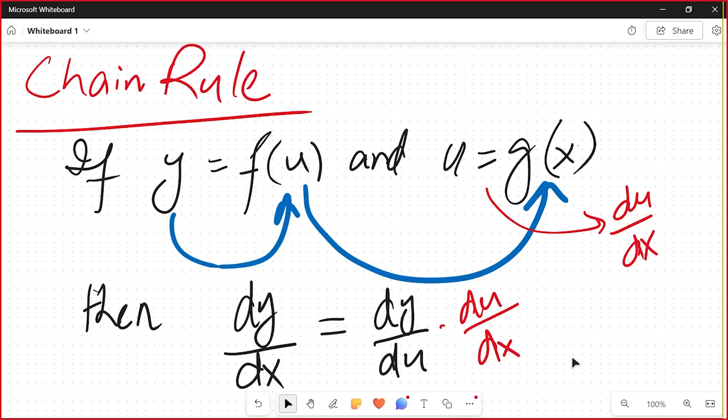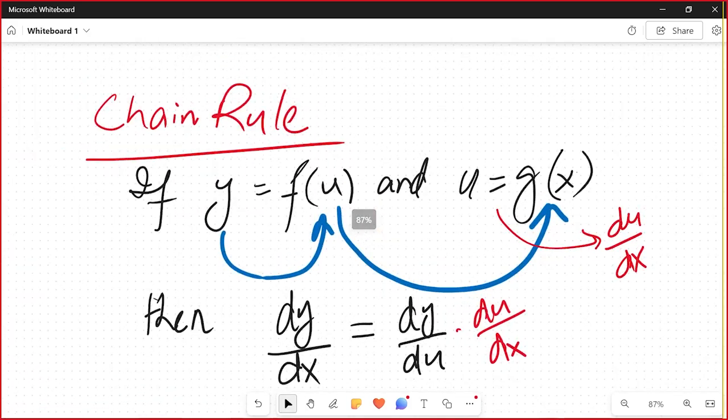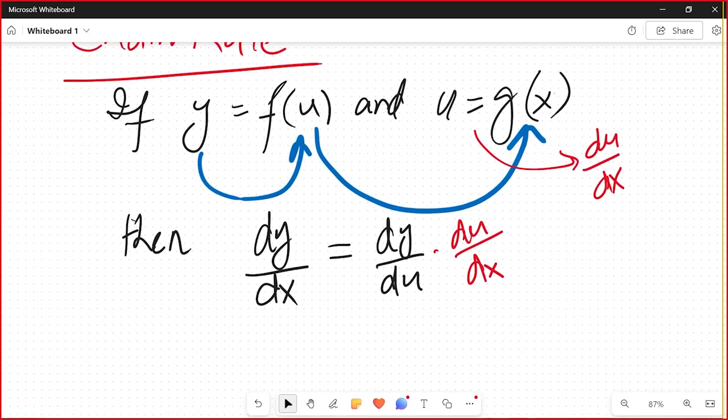Once, when I was a student, my teacher told me, just as a hint, that it is something like this: this du and this du get cancelled and you have dy upon dx. He just gave me this idea to make me understand, so I still remember it. Does it make sense to you? Yes, that makes sense.